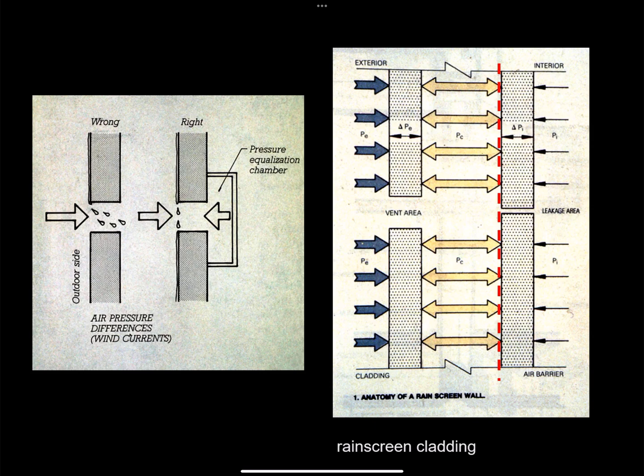And so what's happened here is that 99% of the water has been shed by the rain screen outer layer. The air pressure has been equalized by the air pressure equalization chamber. So by the time we get to the waterproof membrane, there's very little water present and very little air pressure differential to cause a leak.